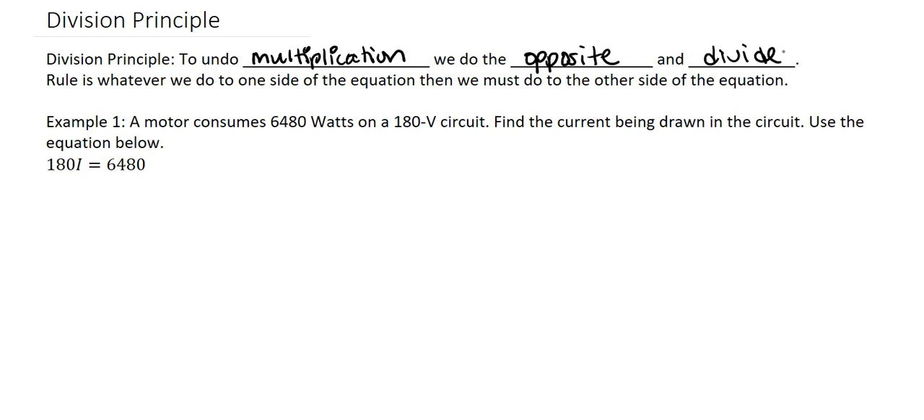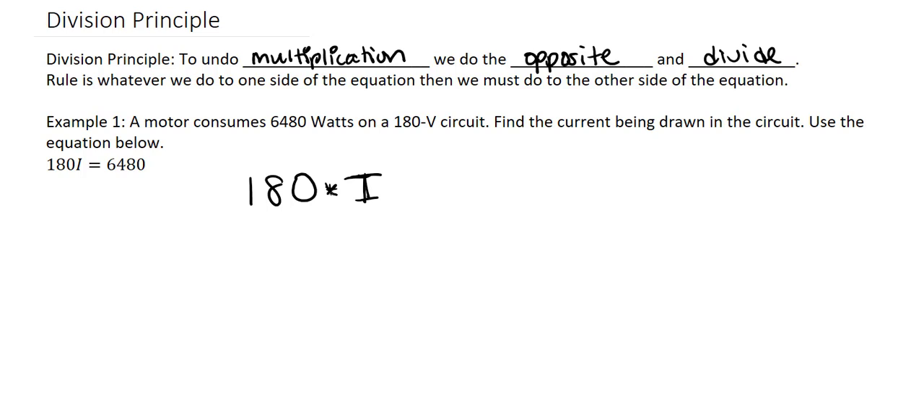So in example 1, a motor consumes 6,480 watts on a 180 volt circuit. Find the current being drawn in the circuit. So we're going to use the equation below. So we have 180 times I, which is the current, is equal to 6,480. So in order to find I, we're undoing multiplication.